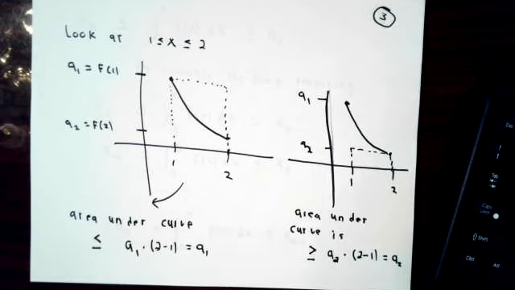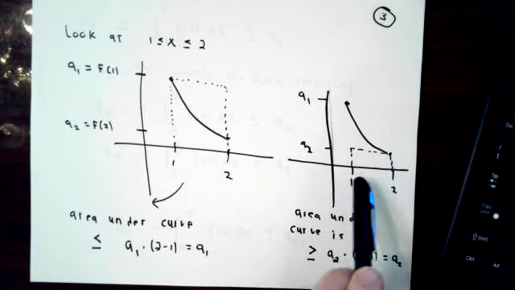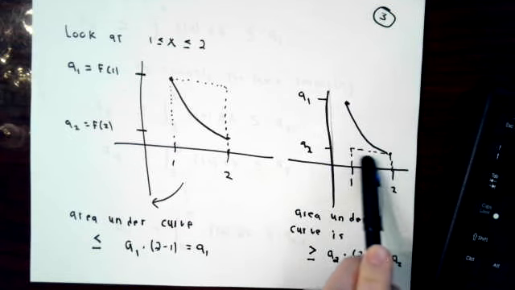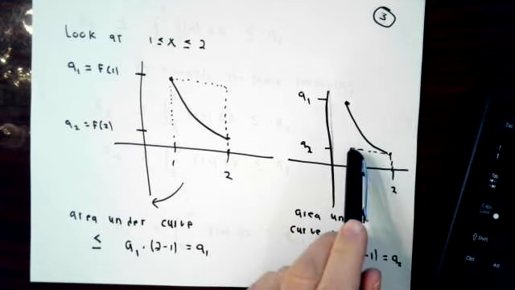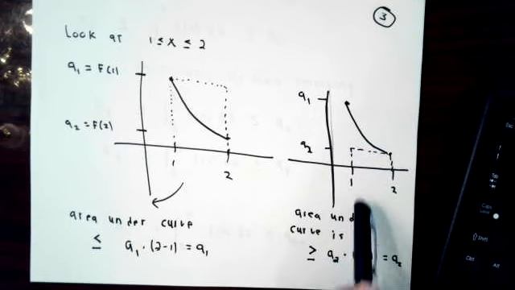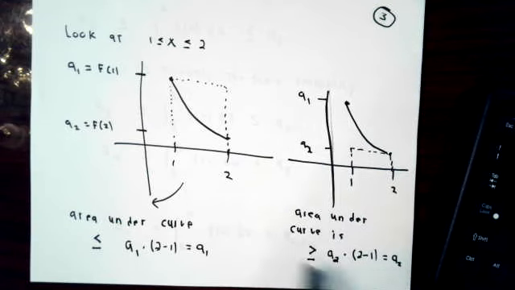But likewise, if I use the right end, x equal 2, to figure out my height, the area under the curve is bigger than the area of this rectangle because the rectangle is contained within the region between the curve and the x-axis. The area under the curve is at least as big as the width, which is 2 minus 1, times the vertical height, which is a_2. The area under the curve is at least a_2.